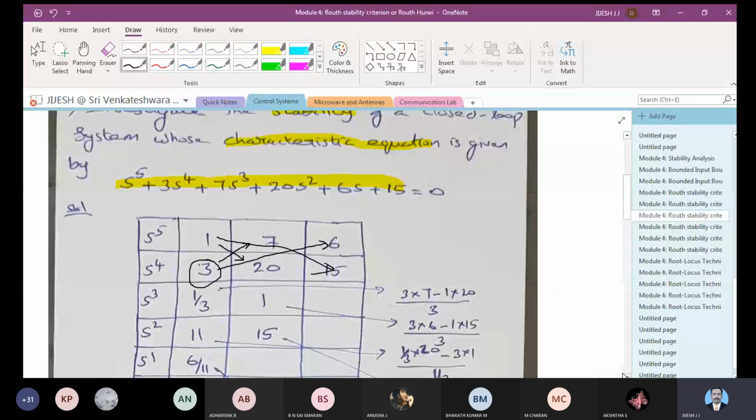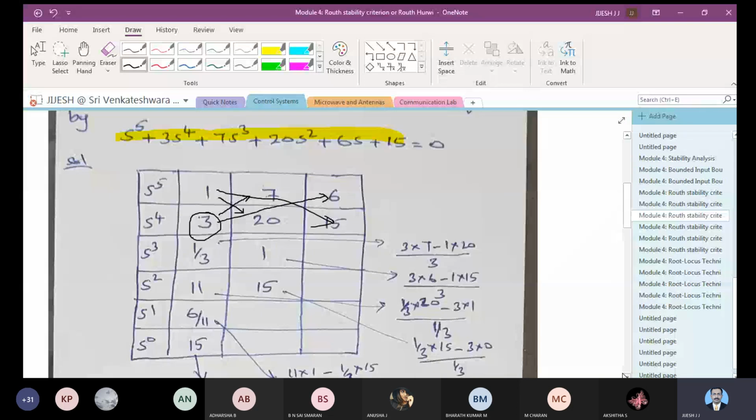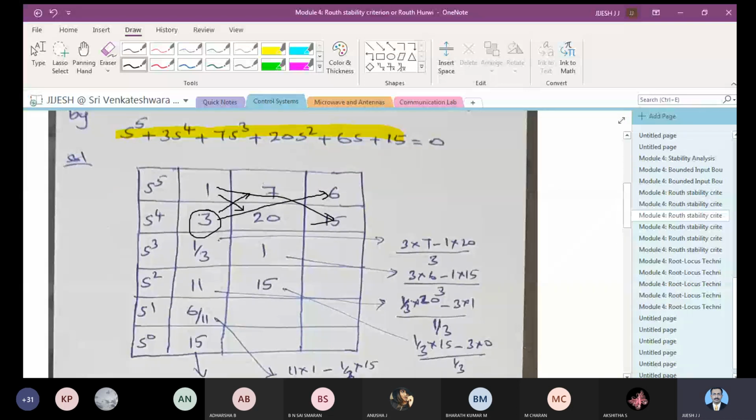So similarly, how 11 will come. So you have to do this as 1 by 3 into 20 minus 3 into 1 divided by 1 by 3. How 15 will come? 1 by 3 into 15 minus 3 into 0 divided by 1 by 3. So how 6 by 11 will be appearing there? 11 into 1 minus 1 by 3 into 15 divided by 11. So all these values you will get.